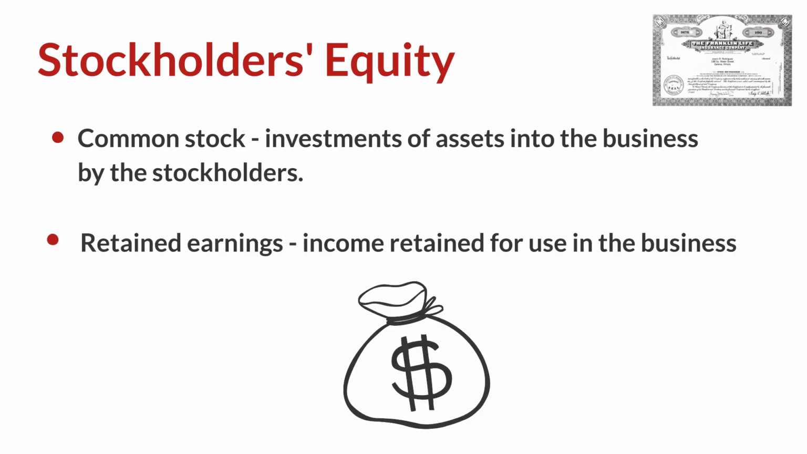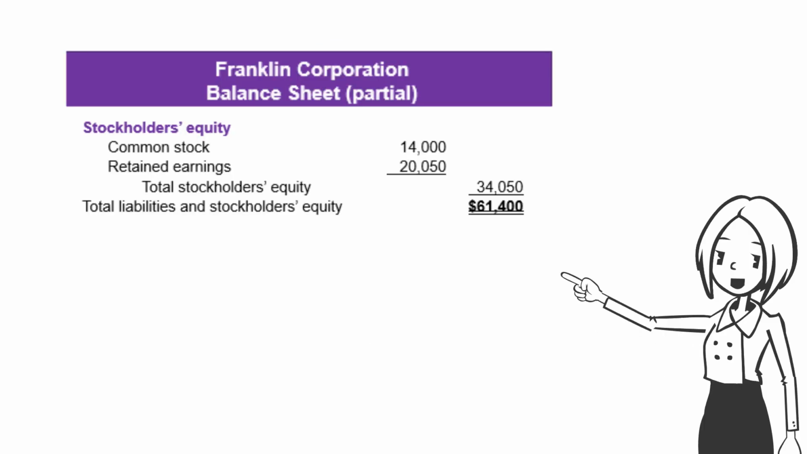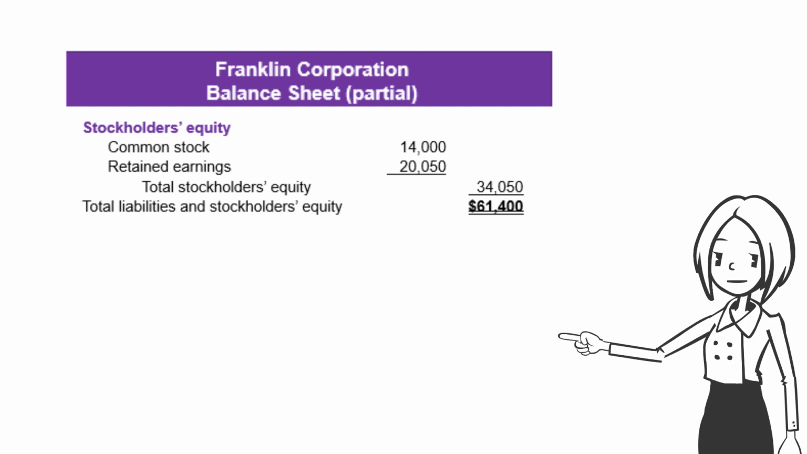of stock, and retained earnings, which represents the earnings that are retained or reinvested in the business. Franklin Corporation reported total stockholders' equity of $34,050. This consists of $14,000 in common stock and $20,050 in retained earnings.